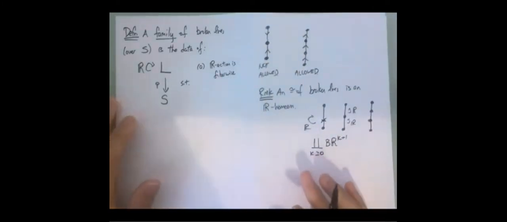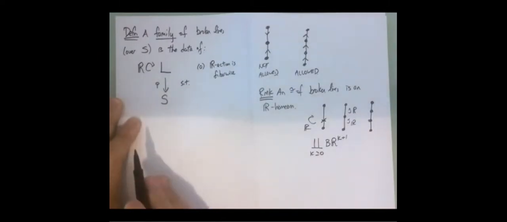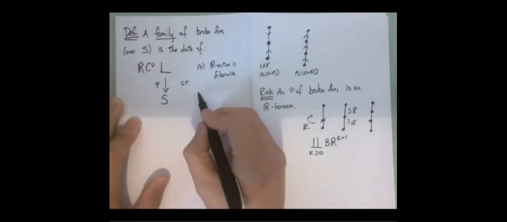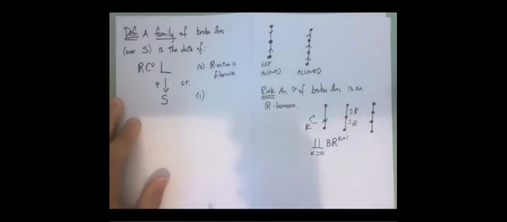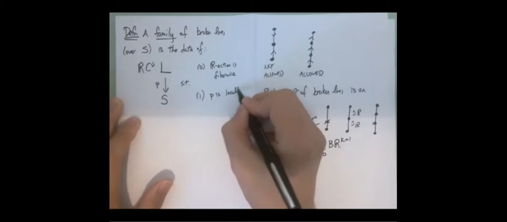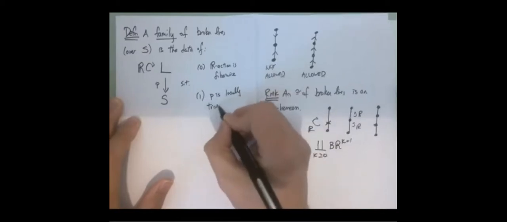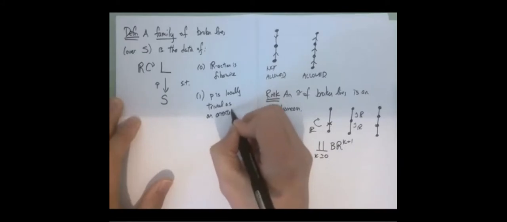Okay, so in other words, P is an R-equivariant map when S has the trivial R action. Next, P is locally trivial as an oriented 0-1 bundle.